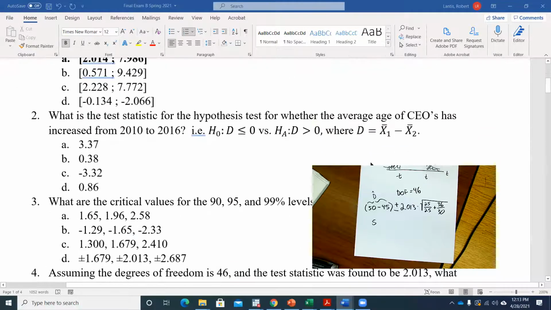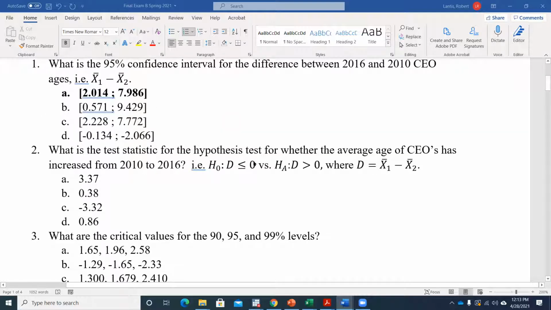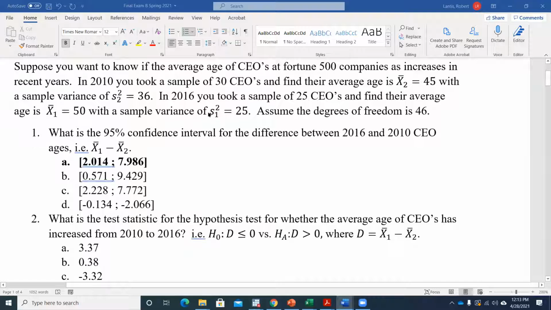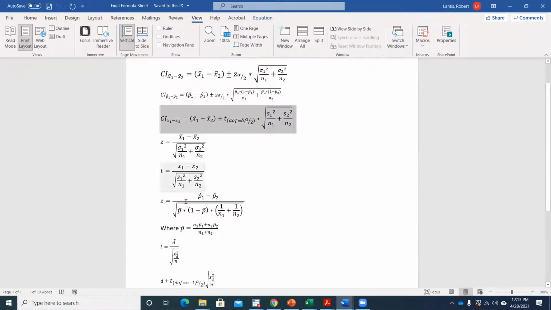If I go down here, what would the test statistic be for the following hypothesis test? Well, it doesn't matter what type of tailed test we have. We always compute the test statistic the same way for the specific example. So we're looking at the difference in sample means, and we only have sample variances. So when I go to my formula sheet, I've got my 3 test statistic equations here. Here's one for proportions. I'm not doing that. Here's the 2 for sample means, and here's the one where I only have sample variances.